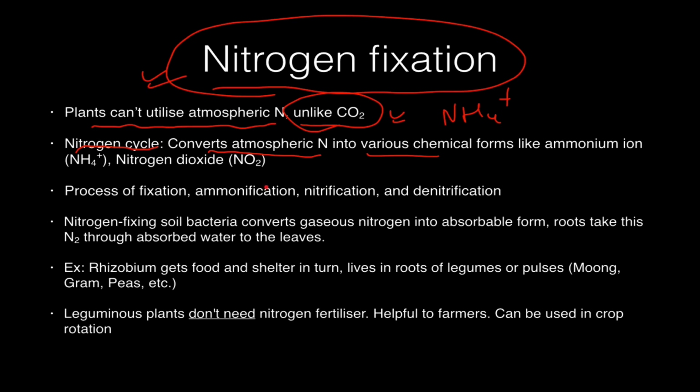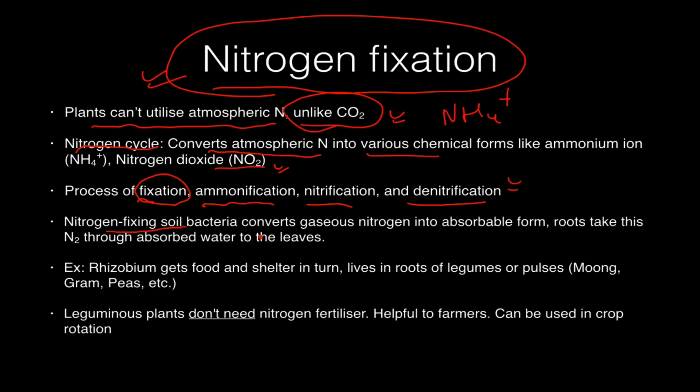So it will be converted into ammonium or nitrogen dioxide. This goes through the process of fixation of atmospheric nitrogen into soil nitrogen. Then there is ammonification, nitrification, denitrification. Who will do this? Obviously there are different bacteria for each process. So they are called nitrogen fixing soil bacteria.